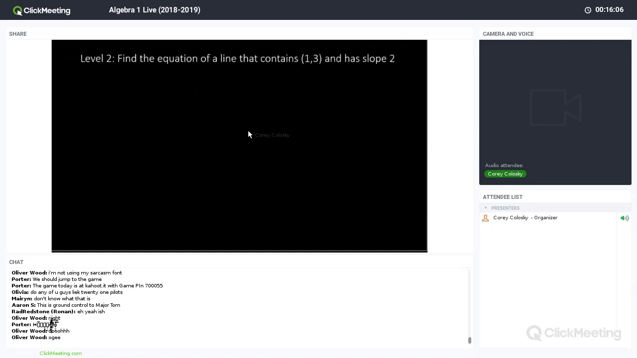Let's try another example over here. All right, so this example, could you guys give this one a shot? Try to do this as much as you can on your own. So find the equation of a line that contains (1, 3) and has slope 2. So we'll give you guys a head start on this. We'll begin explaining in about 30 seconds to a minute.